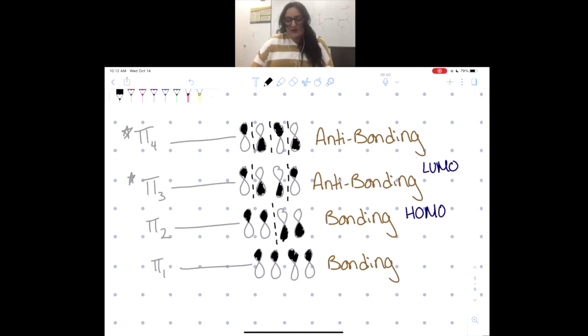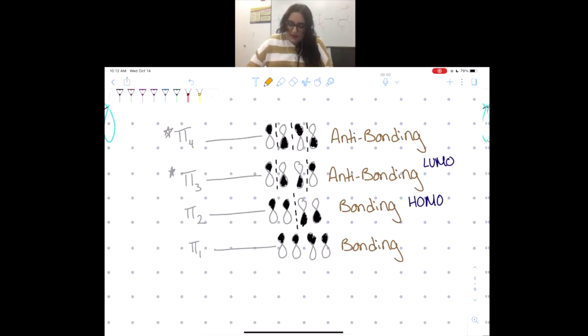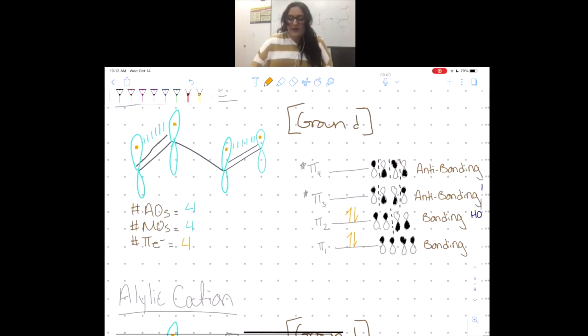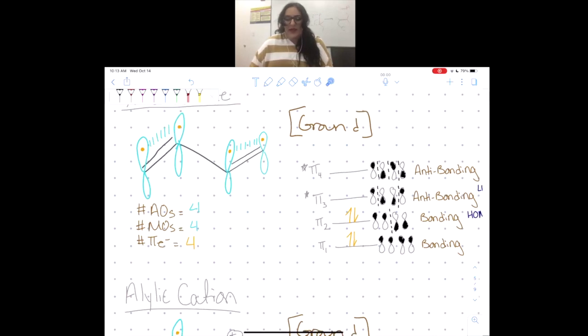Now we're going to go through and just place our electrons. Since we have 4 electrons, we start at the bottom and we do 1, 2, 3, 4. And remember that we are going to fill up 1 energy level before we can move on to the next. And one thing I want to point out to you guys is this is the ground state. This is our regular old home state that we like to be in.